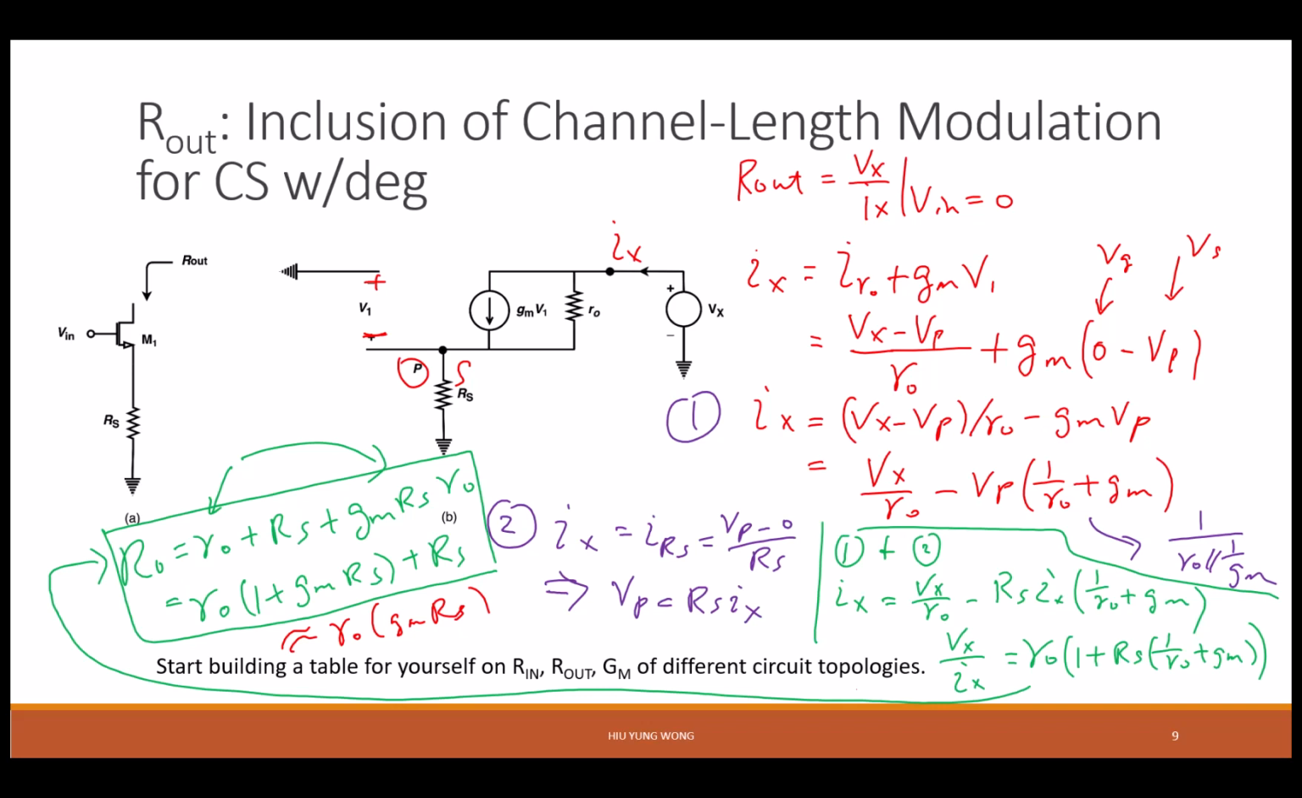Of course, you've had RD in parallel. But now what is this? R0 times GmRs. Is it large or small? You have R0 times something. Of course, you say, I don't know what is Gm, maybe 0.001. But usually we make this term larger than 1, maybe 10. So the output impedance is much larger when you have source degeneration. Okay, so that is one of the important reasons we want to use source degeneration. It has a much larger output impedance.